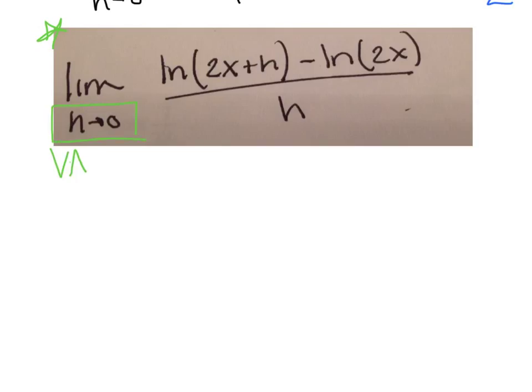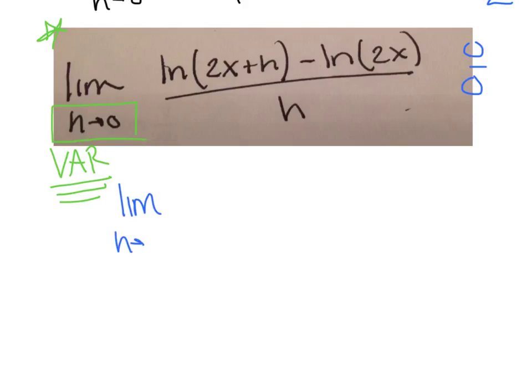This is who you're treating as the variable. Everybody else is a constant. Okay, so maybe you need to star that in your notebook. Let me repeat that. The limit we're approaching is h, so that is the variable. Everybody else will be treated as a constant. Okay, so if I plug 0 into h, I get the ln of 2x minus the ln of 2x. I get my 0 over 0. So I'm going to go ahead and use L'Hopital's rule.